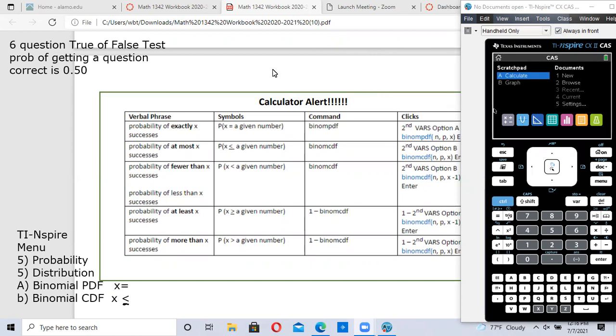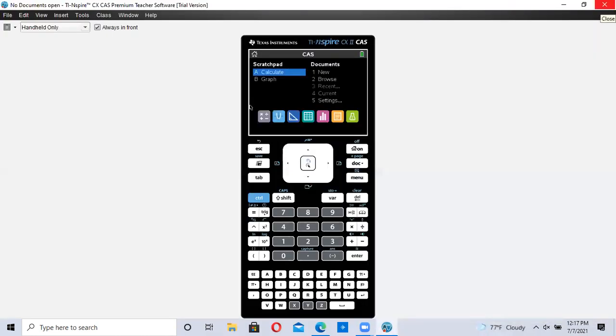All right, so I'm going to just use the workbook table that's here, and we're going to go through each of these. The TI-Nspire calculator keystrokes are right here. So let me show you those right now. Those keystrokes say go.